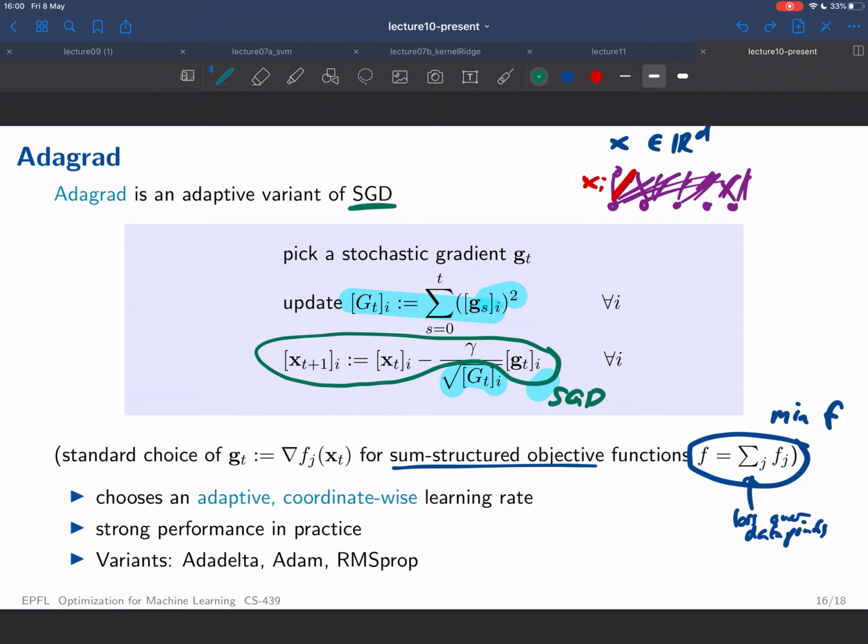And surprisingly, this works super well. It's kind of an adaptive or coordinate-wise learning rate. And this performs well, gives you a faster convergence in the training error. So the loss, so F is the training error, right? The loss of your training data points goes down a bit faster in practice.